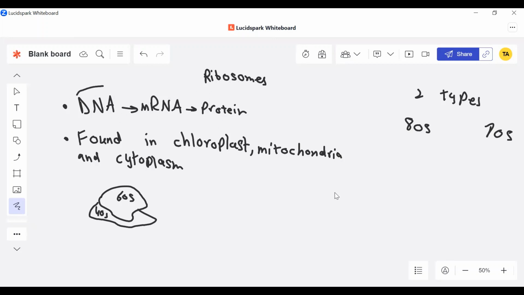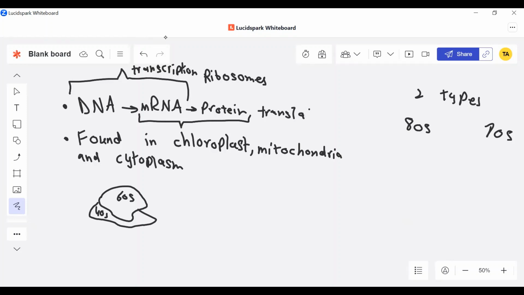So, for example, DNA in the nucleus will be converted to mRNA. You don't need to know more details about this, but you need to know what this is called. This is called transcription. So the process where DNA is converted to mRNA is called transcription. And when mRNA becomes protein, this is called translation.